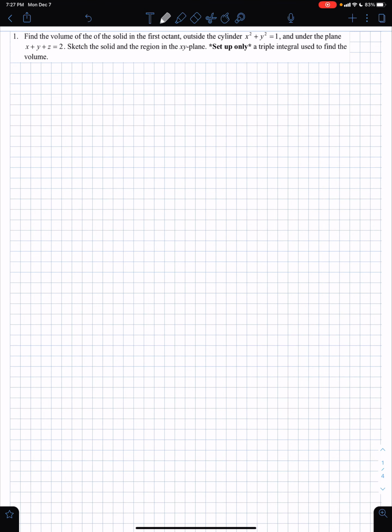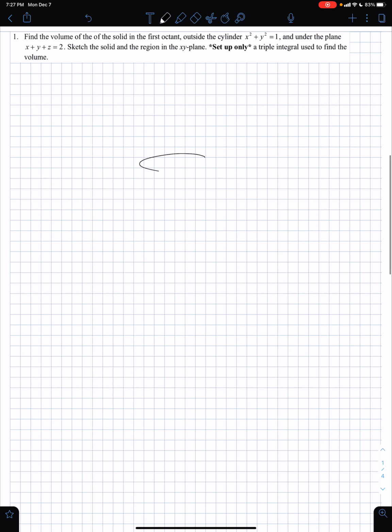So let's take a look at this. Find the volume of the solid in the first octant, so that's the first portion there, outside the cylinder and under the plane. This is a cylinder, and again, rough sketch: a cylinder of radius 1, like this. So we're outside that, and then under the plane.